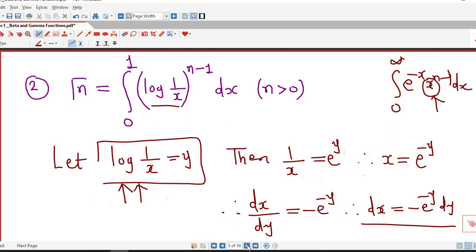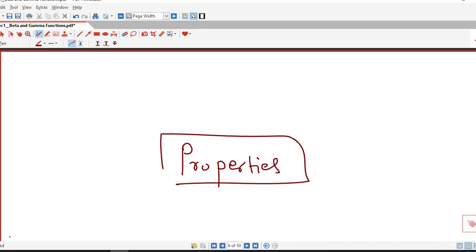So this is all about today's session. In the next session we will discuss the properties of the gamma function, and we will see how those properties can be used to evaluate certain types of improper integrals.